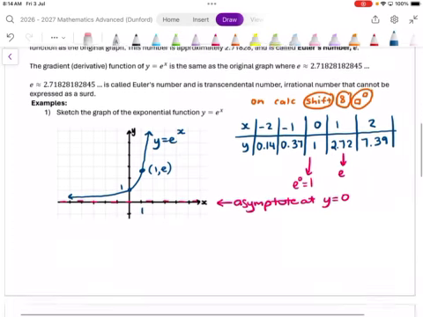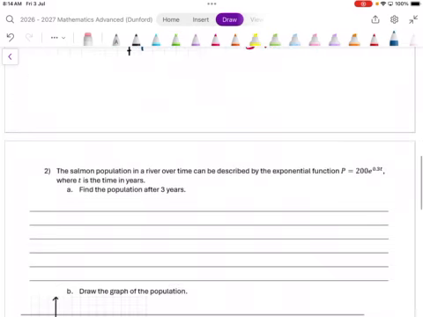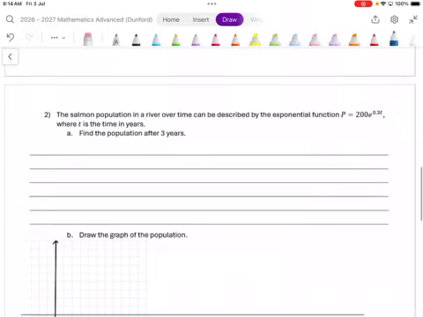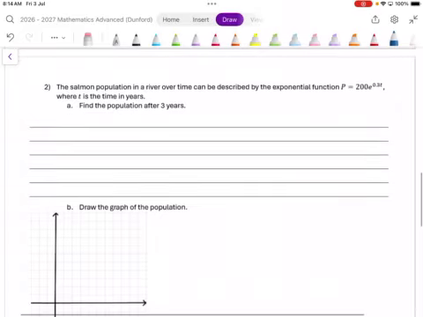So our applications question using e is a salmon population. The salmon population in a river over time can be described by the exponential function P equals 200e to the power of 0.3t, where t is the time in years.